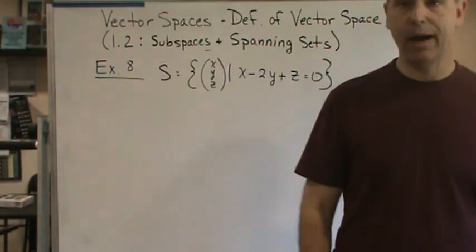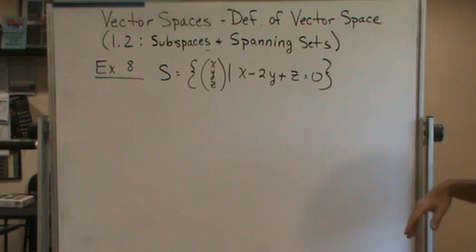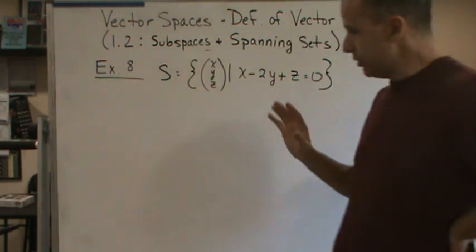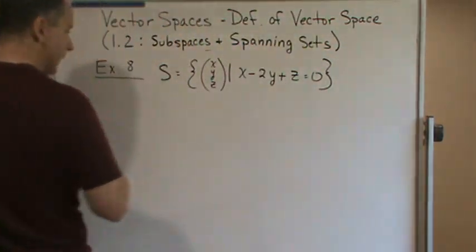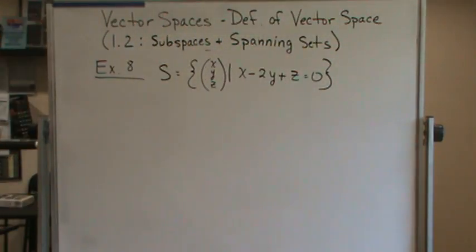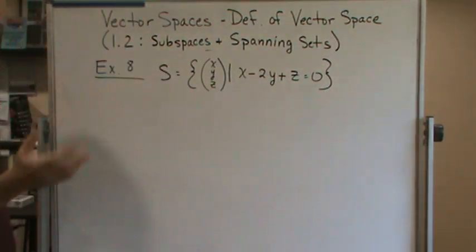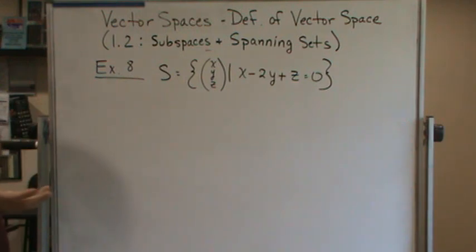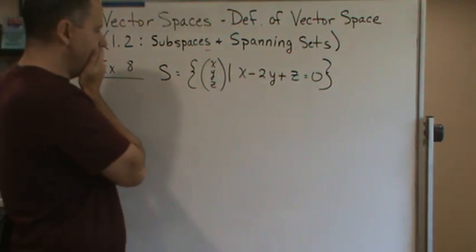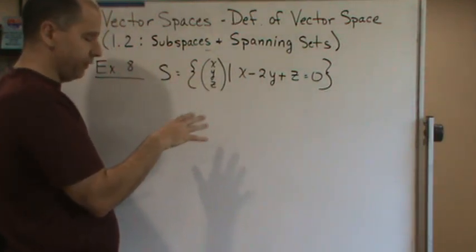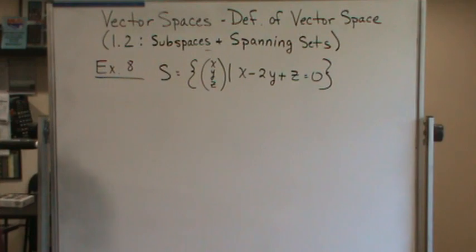Okay, so welcome back. Now what we're going to do is an example, and we're going to show how to use the previous lemma to show that S here is a subspace. Now, the lemma says, okay, obviously this is a plane through the origin, so it's a subset of R3, right? We're going to use the inherited operations of addition and scalar multiplication inherited from R3.